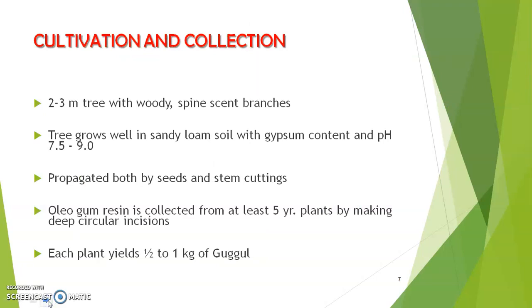Cultivation and collection. Trees are 2 to 3 meters with woody spines and branches. The tree grows well in sandy loam with a gypsum content of pH 7.5 to 9. Propagated by both seeds and stem cutting method. Oleogum resin is collected from at least 5-year-old plants by making deep circular incisions. Each plant yields half to 1 kg of Guggul.